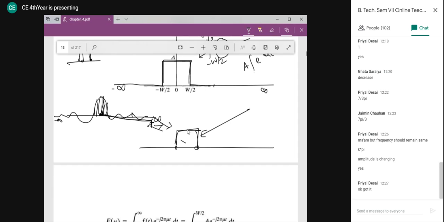Whenever you represent this in the Fourier domain, it needs infinite frequencies to be represented. That means any pulse can be represented as a summation of sinusoidals, but how many sinusoidals will I need here? Infinite. That is the meaning and the significance here: infinite sinusoidals having infinite frequencies.